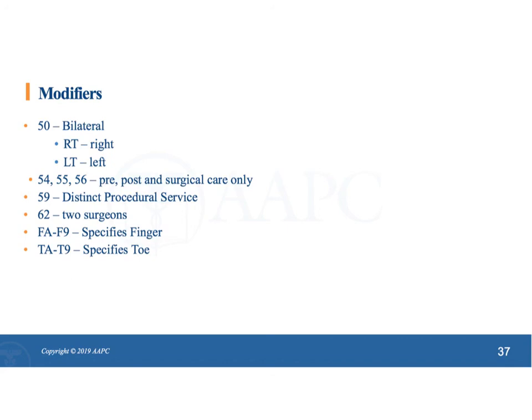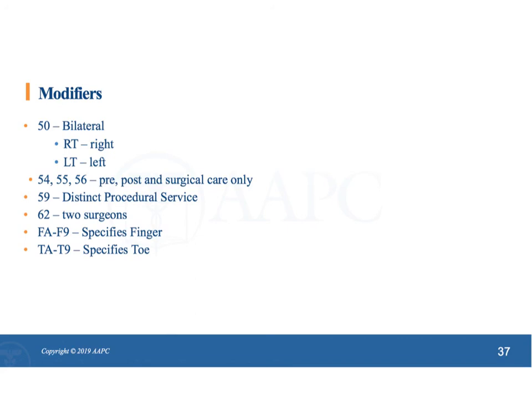Modifier 54 is surgical care only and may apply when care is provided by multiple providers or the patient changes locations. Modifier 59, distinct procedural service, indicates that a service should not be bundled when it normally might be bundled. Modifier 62, two surgeons, is listed when two surgeons work together to perform distinct portions of the same service. The same CPT code must be used.